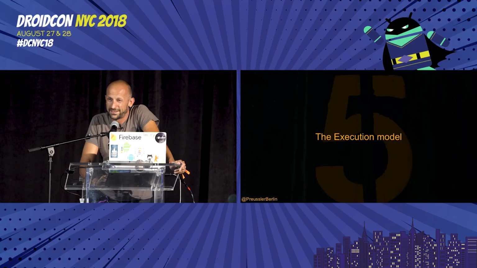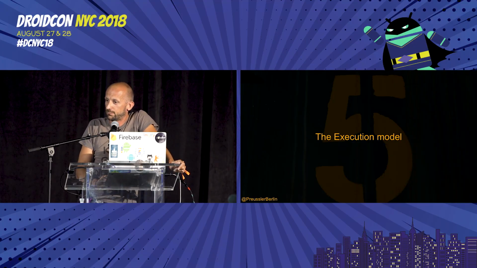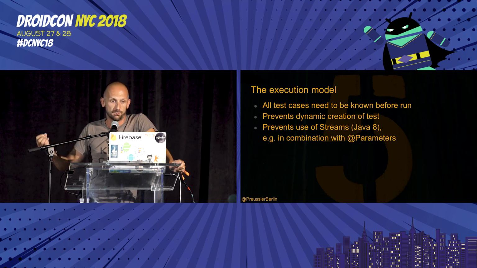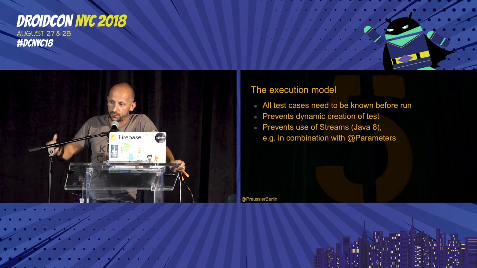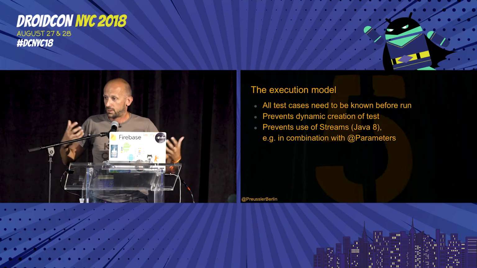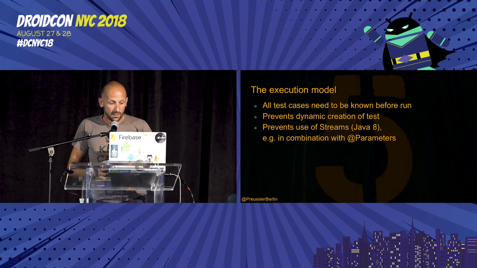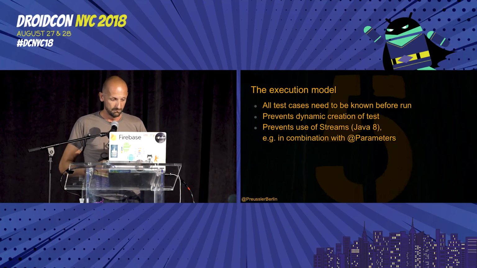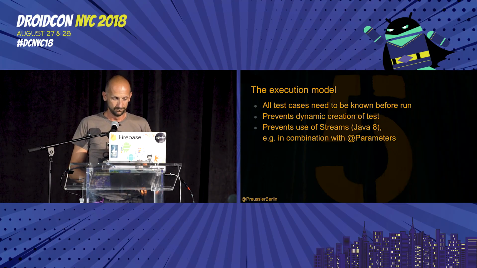But there was more. The execution model didn't fit into modern times anymore. In JUnit, until then, the tests needed to be known at the moment you wanted to run them. But there was no Java 8, there were streams. A lot of people wanted to use parameterized tests. There were third-party tools for this. So it was more like, can we dynamically create tests? Can we have data-driven tests? So they wanted to change this.